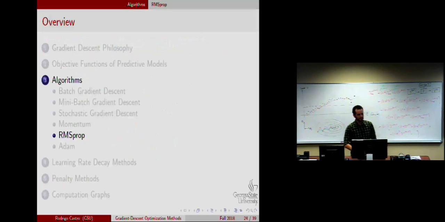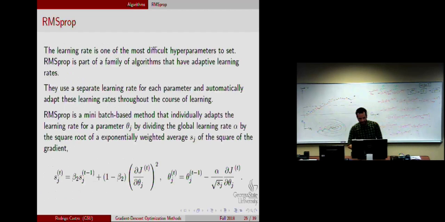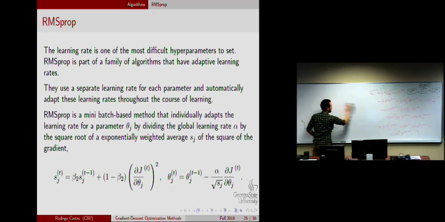Okay, so the next one, this is very popular, RMSprop. It uses the same idea of exponentially weighted moving averages, but in a different way. So before we read this, you can see that this is an exponentially weighted average of the square of the gradient. And we're going to take the square root of this number and divide by it.